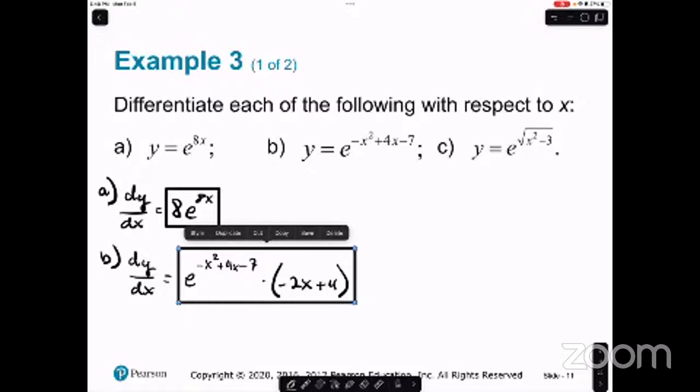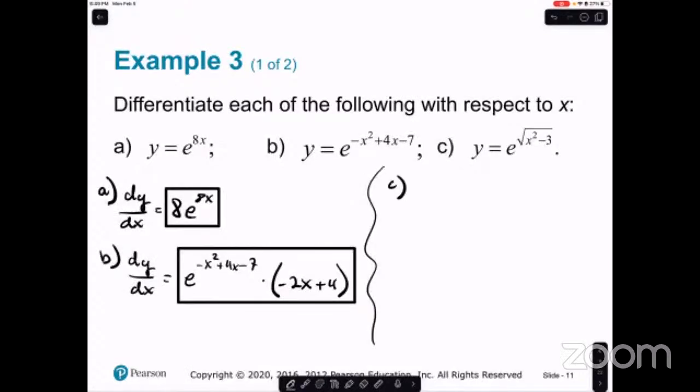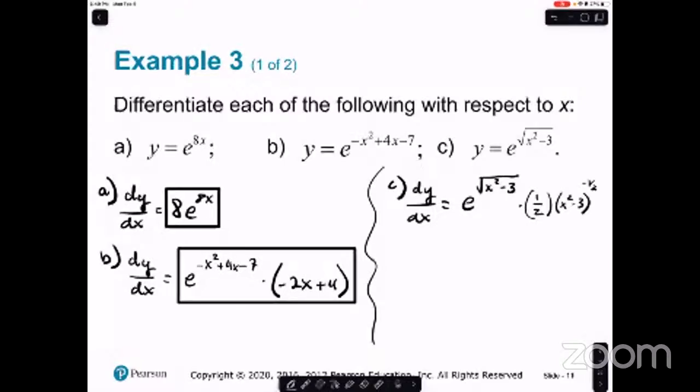Okay. We can work c here. So then our dy by dx, e is its own derivative, e to the power of square root of x squared minus 3. And then we're going to say times the derivative of that function. It looks like we have to apply the chain rule again, right? So the 1/2 comes down. We still have this x squared minus 3, that's now to the power of a negative 1/2. And then we need to say times the derivative inside of that, which is going to be what? 2x.